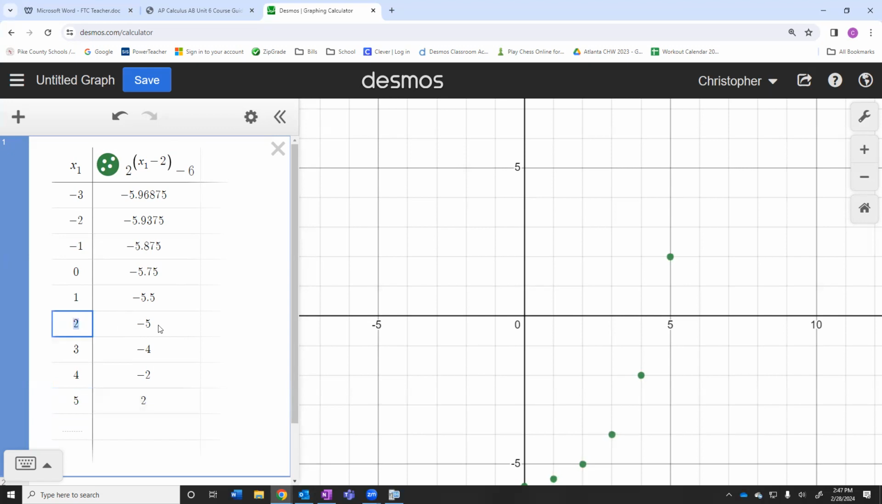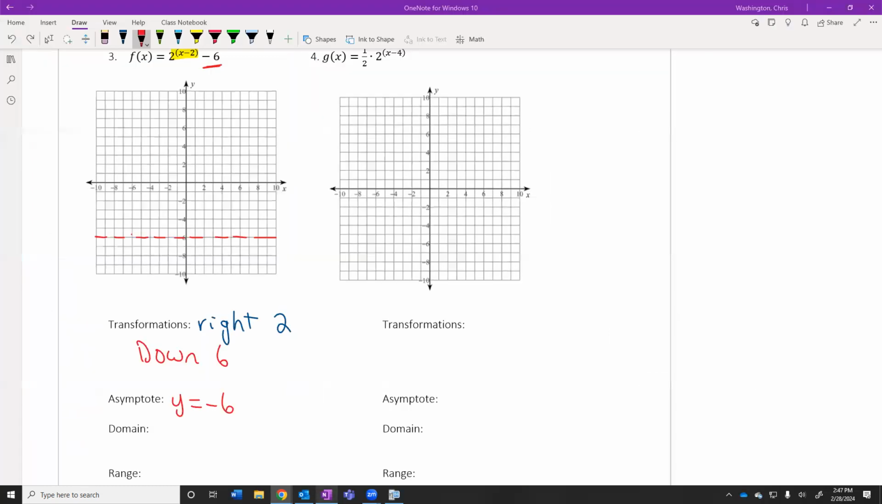I'm going to pick one close to the asymptote. So maybe this 2, -5 is pretty close. And then one a little bit further away. So 5, 2. And those are the ones I would use to graph this. So 2, -5, and then 5, 2. And then that should be a pretty good idea of what this graph is going to look like.